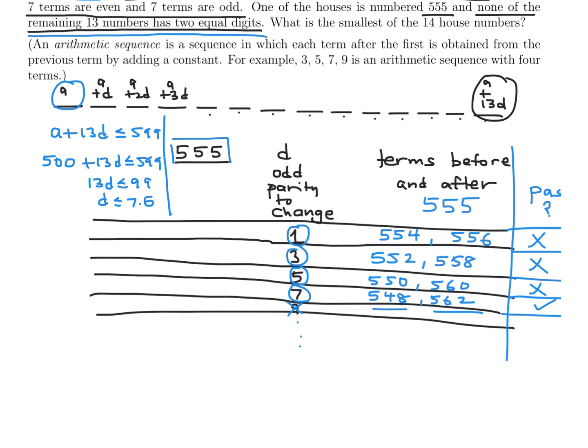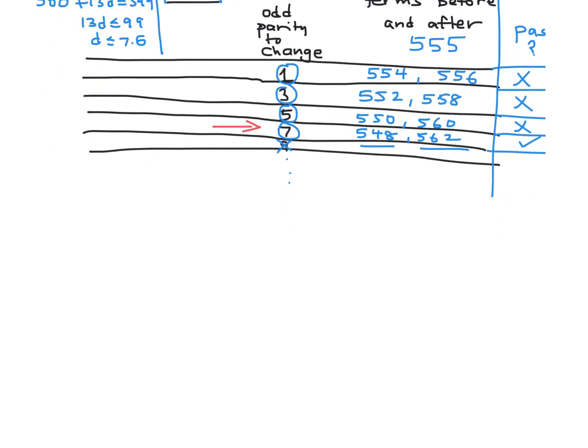see if all of them work. So let's just go with this guy right now. That's the only one that sort of works so far. So we'd have 555, 548, and 562, and then we got to fill in all the other ones. So 569, 576, 583, 590, and 597. That's about as high as I can go.